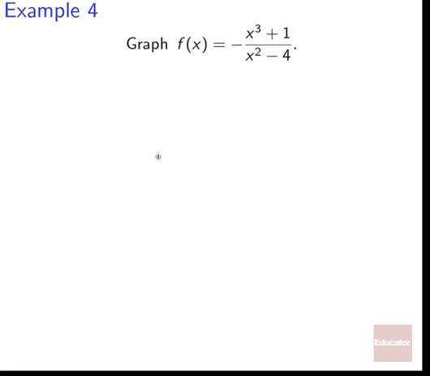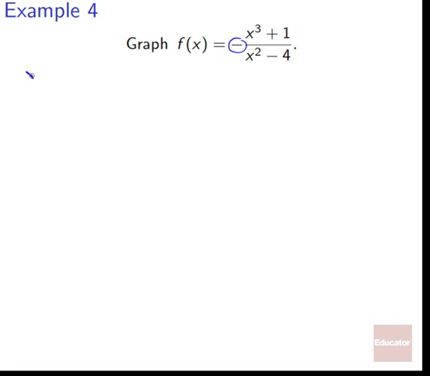All right, so x cubed plus 1 over x squared minus 4, and notice there's also this negative sign. Don't want to forget about that negative sign. So negative x cubed plus 1 divided by x squared minus 4. So first thing, we want to break this into factors because that's normally our first step. So how can we factor the top?